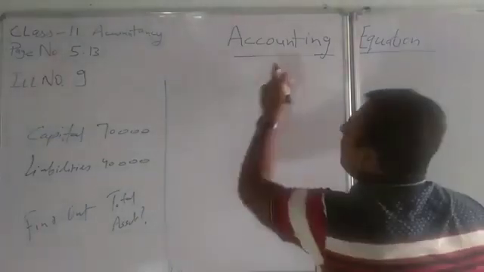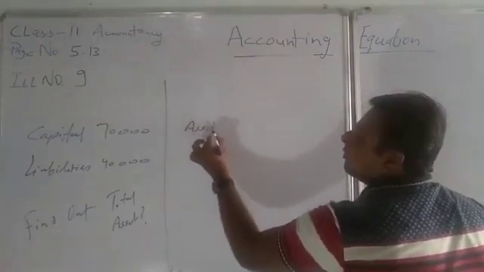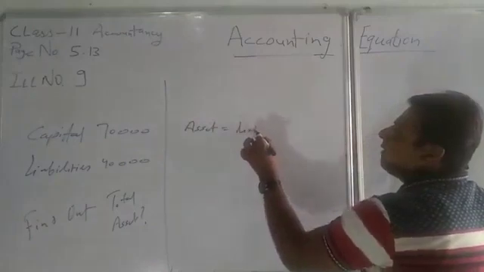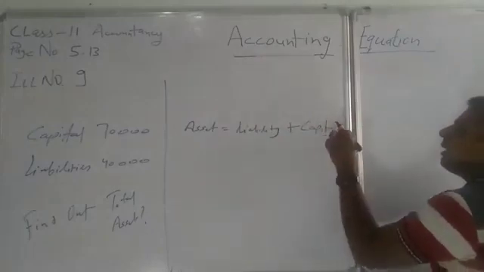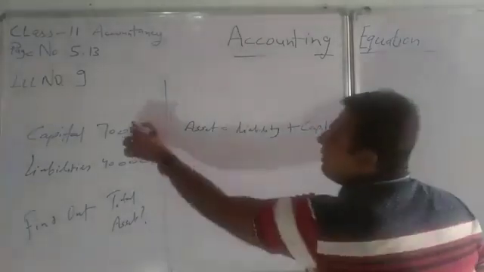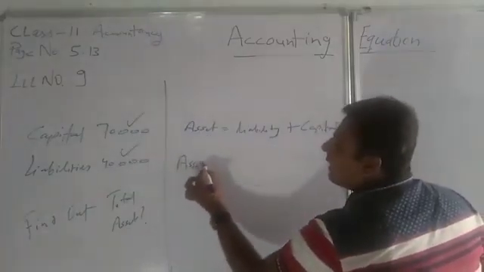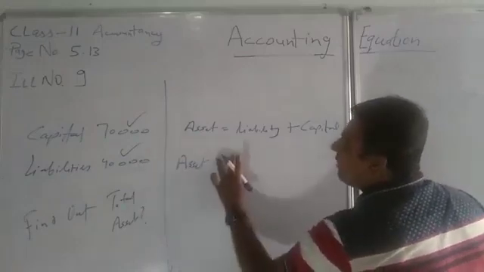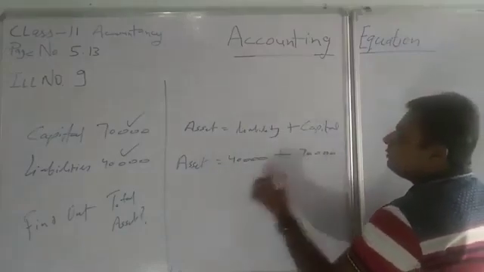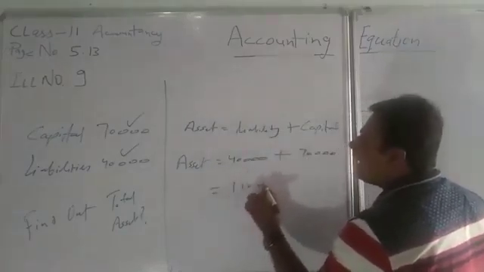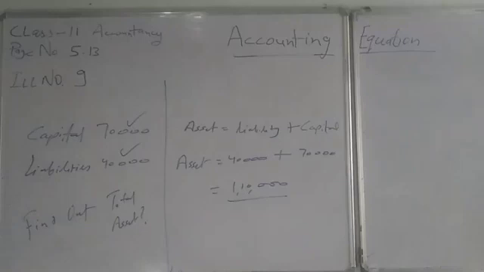So how to find out the total asset? As we know our accounting equation, how was our accounting equation? Asset is equal to liability plus capital. So here the capital is given to us, liability is given to us, so asset we can find out. Liability how much? 40,000. 70,000 capital. How much asset will be there? 1,10,000. Got it right, everyone?